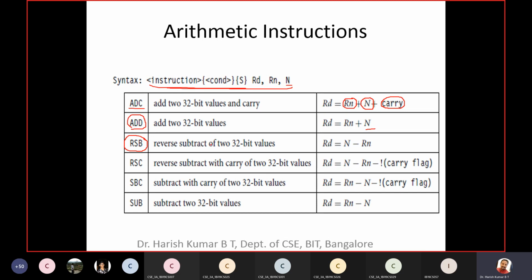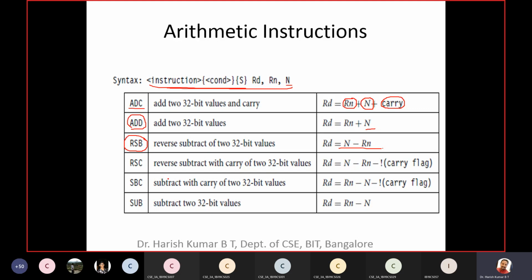Reverse subtract of two 32-bit values. So when I write RSB, and these two are optional, RD, RN, n, it is not going to subtract n from Rn. Instead, it is going to subtract Rn from n. So this is what it does. That is the reverse subtract operation.